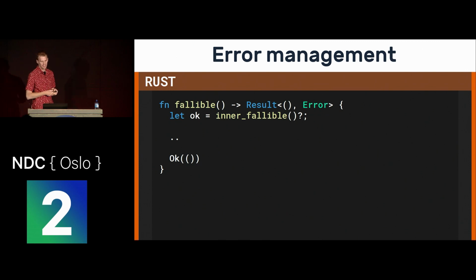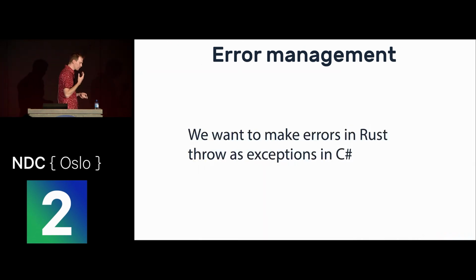And that's what that little question mark operator does. When we're in the body of a fallible method, we can call other fallible methods. We can use the question mark to early return with an error, and at that point we know if we're continuing, then it's OK, so we can use the OK variant. And that's how we do error management in Rust. So what we really want is to use the idiomatic error management strategy in either language. We want to be able to return errors with Rust using question mark, and we want those errors to throw as exceptions in C# that we might want to catch.